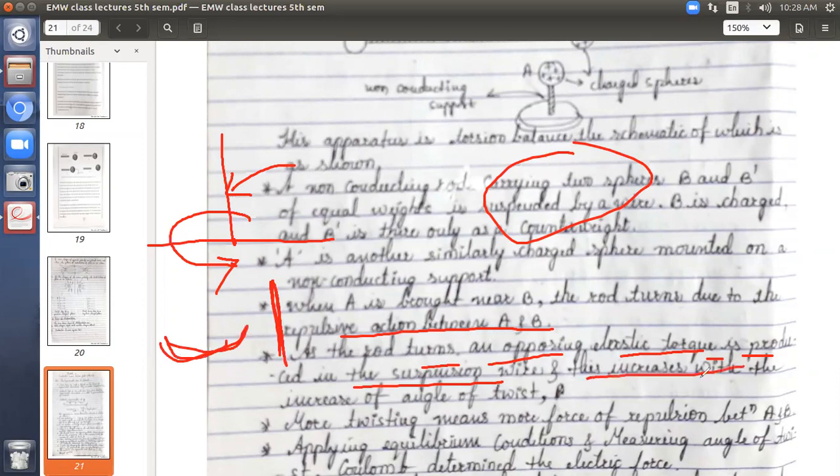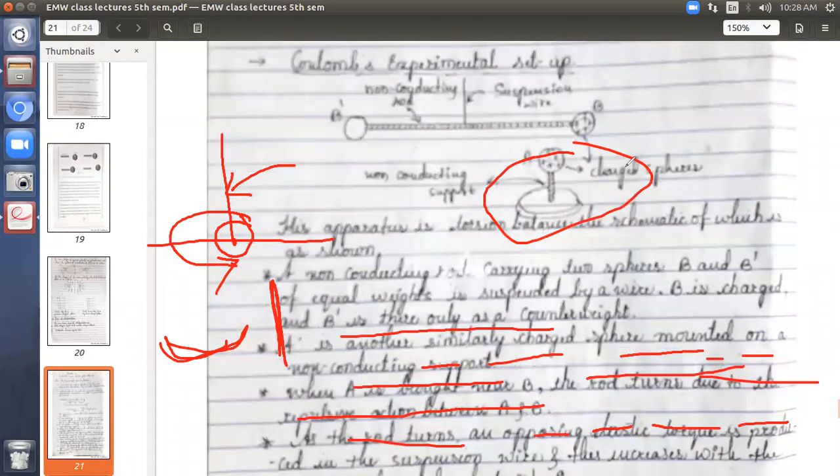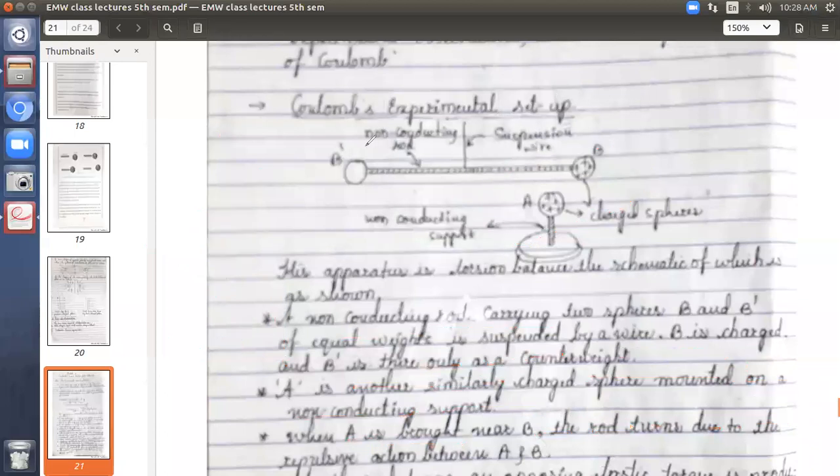This deflection increases with the increase of the angle of twist. More twisting means more force of repulsion between A and B. Remember, I'm not talking about this; I'm talking about these two spheres, and deflection occurs here. And the twist in this is dependent on the angle.